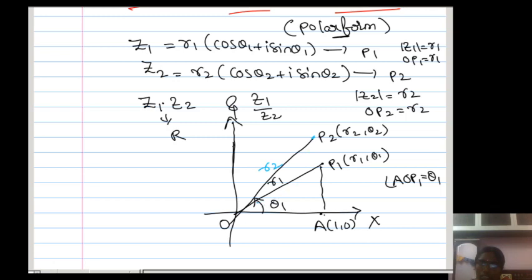Okay, theta1. This is the theta1. Next, what is the angle at O here? Theta2. Is it blue color? So the angle made by the line OP2 with the x-axis in the anti-clockwise direction is theta2, because the principal argument of the complex number P2, Z2, is theta2 here.